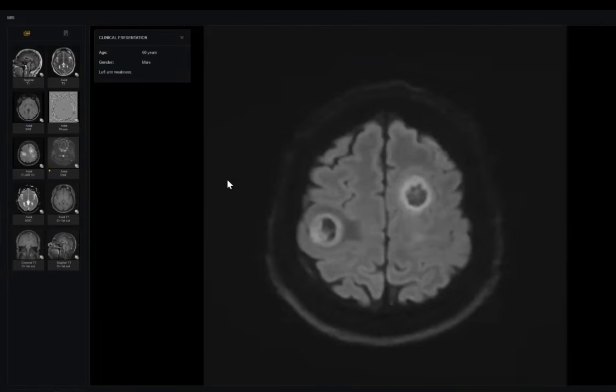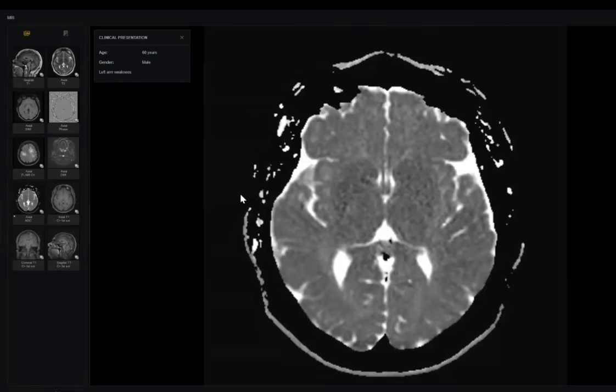And the core is non-restricting. I will also check the ADC mapping for comparison. Peripheral restriction. Yes, peripheral restriction. So this is the ADC, to correlate with the DWI.